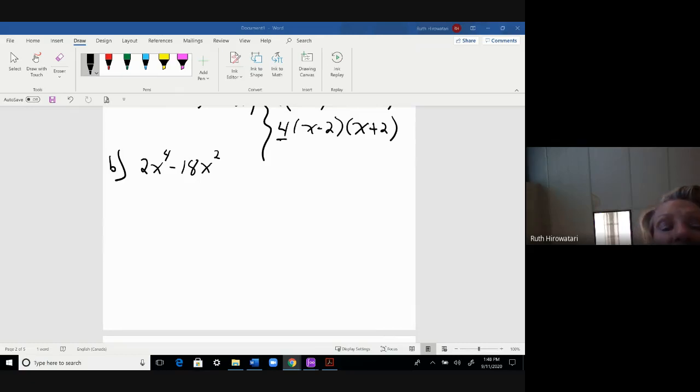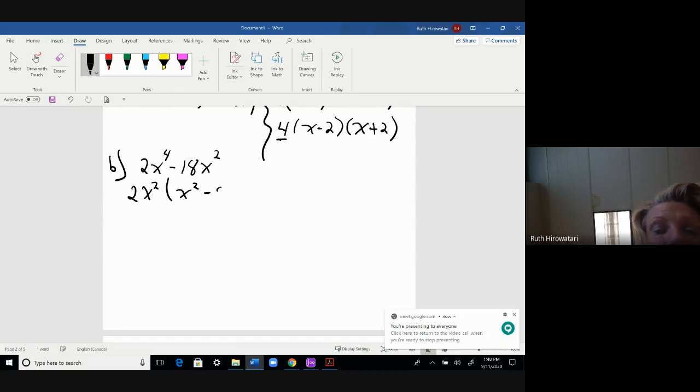Okay, so you all started with a GCF of 2x squared, the biggest common factor. It goes into here, x squared minus 9 times. There's your difference of two perfect squares. Don't forget this factor in the front, x plus 3 and x minus 3.